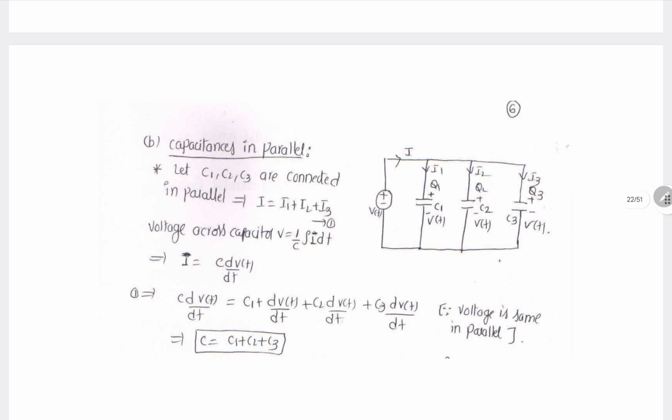Now when capacitors are connected in parallel, C1, C2 and C3, all three are connected in parallel across the power supply voltage V, then total capacitance C is equal to C1 plus C2 plus C3. This is the formula. The capacitor series formula is the same as the resistors and inductors parallel formula. The capacitor parallel formula is the same as the resistors and inductors series formula.